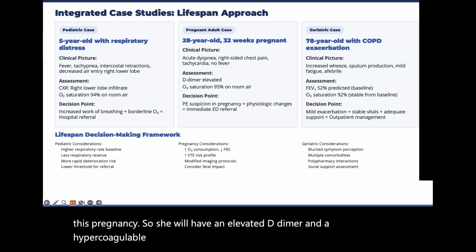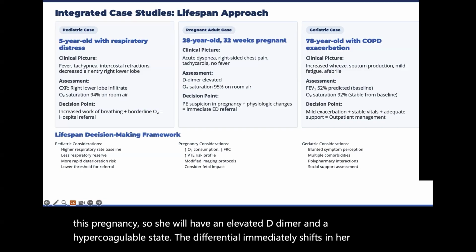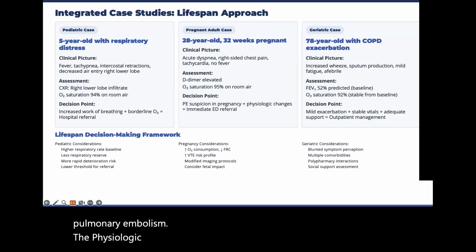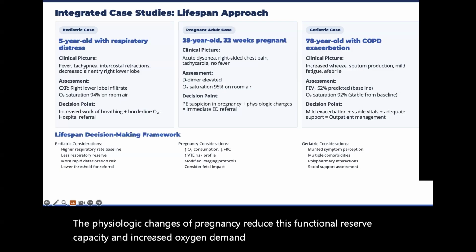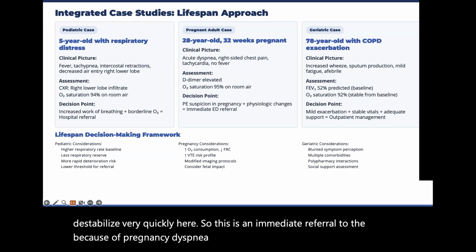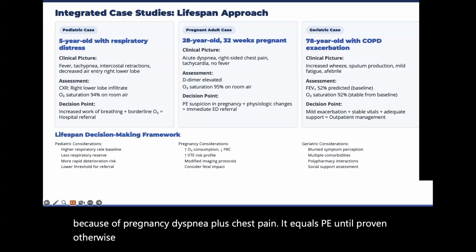The differential immediately shifts in her to a pulmonary embolism. The physiologic changes of pregnancy reduce the functional reserve capacity and increase oxygen demand. So the slightest emboli can destabilize very quickly here. So this is an immediate referral to the ER because of pregnancy, dyspnea plus chest pain. It equals PE until proven otherwise. Dyspnea, chest pain in pregnancy, PE until proven otherwise.